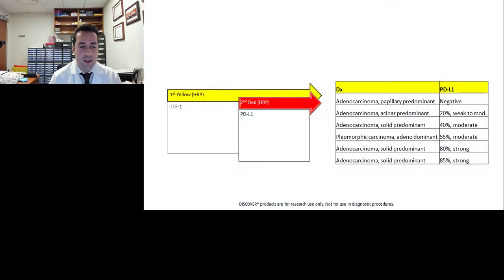In this design, we combined PD-L1 and TTF1, PD-L1 matching with red chromogen and TTF1 matching with the yellow chromogen. Both are HRP-based. And we used 6 pulmonary adenocarcinoma cases with varying levels of PD-L1 expression.